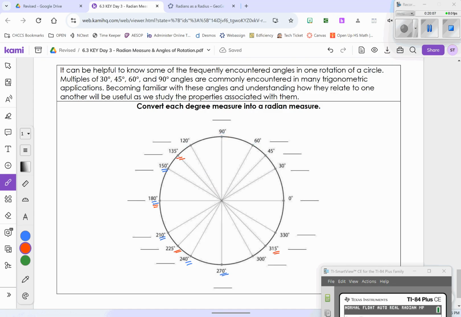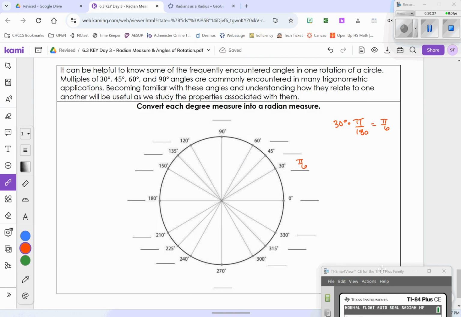So go ahead and pause the video and just convert each of these into a radian measure by, again, multiplying 30 degrees times pi over 180. And we did this earlier, so 30 over 180 is pi over 6.